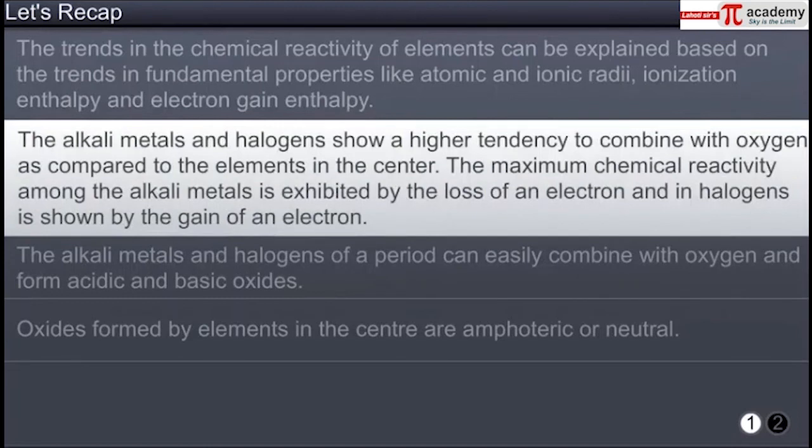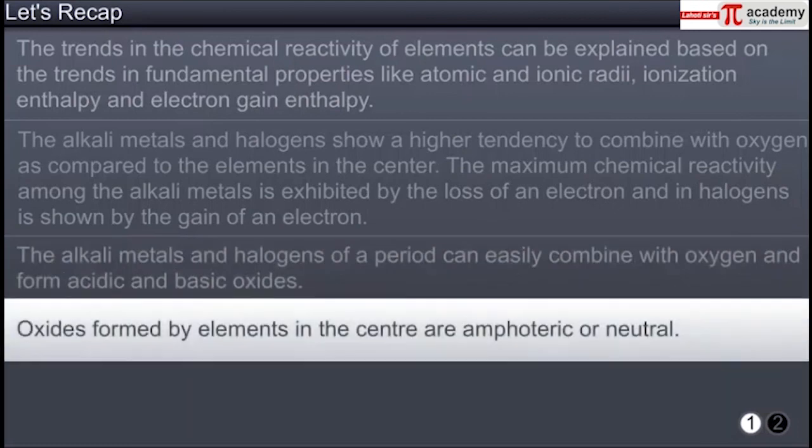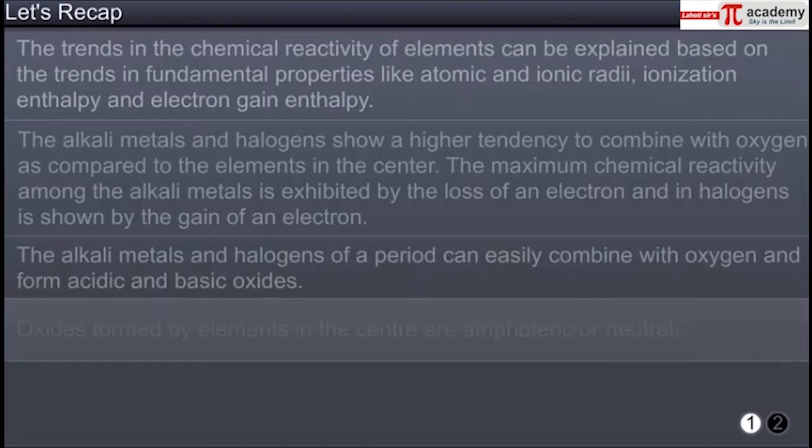The alkali metals and halogens show a higher tendency to combine with oxygen as compared to the elements in the center. The maximum chemical reactivity among the alkali metals is exhibited by the loss of an electron, and in halogens is shown by the gain of an electron. The alkali metals and halogens of a period can easily combine with oxygen and form acidic and basic oxides. Oxides formed by elements in the center are amphoteric or neutral.